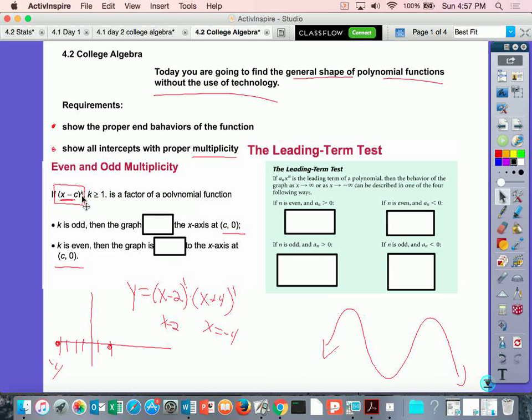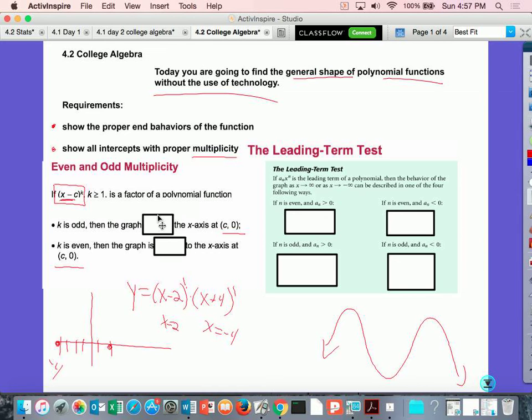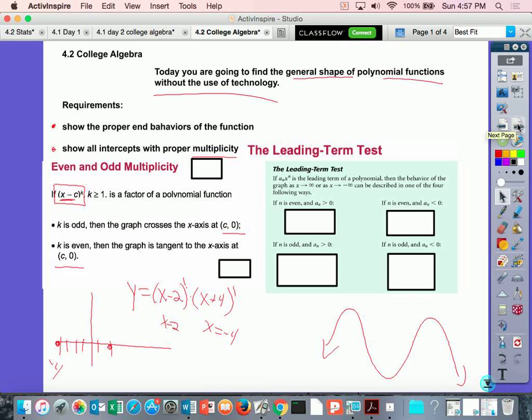So if k, the power, is odd, then the graph crosses the x-axis at c, 0. If it is even, then the graph is tangent to the x-axis at c, 0. So that's what you're going to have to graph when you graph your functions.